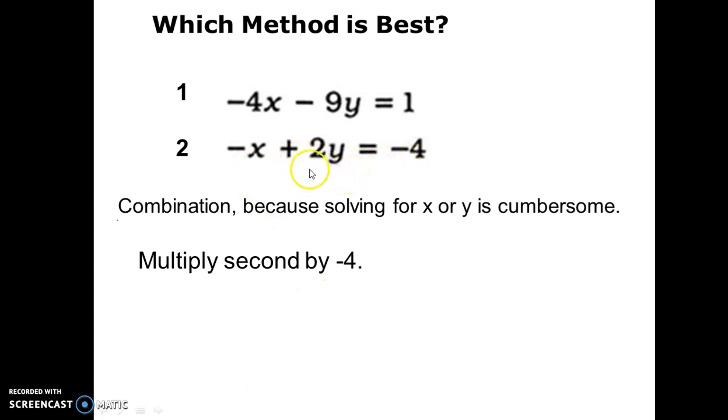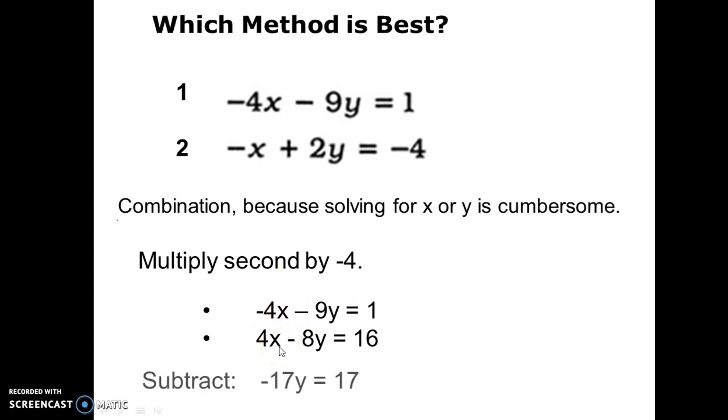Why did I choose that? If you multiply this by negative 4, you'll have a negative 4x here, but this times a negative 4 will turn into a positive 4. So those two will be eliminated. So here's our first equation, unchanged. Here's the second equation after it has been multiplied by negative 4. Everything's changed. Now when you add these two equations, these two will be eliminated and we'll be left with y's and we can solve.